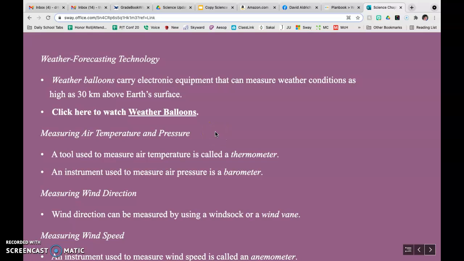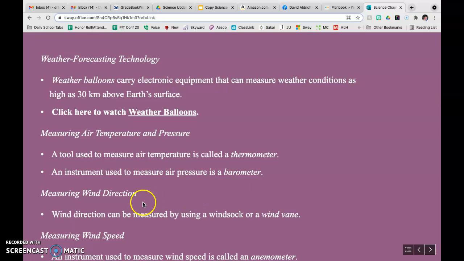Measuring air temperature and pressure. We know that we use a thermometer to measure the air temperature, and this may be a new term for you. This is a barometer, and it measures air pressure. So one thing to note here, if the air pressure is dropping and there's already a storm there, it means the storm is growing, it's getting bigger. So that's another one of those you kind of have to flip a switch in your brain, because you want to say if it's getting higher, then surely it's getting worse. But no, if the air pressure is dropping, the storm's growing bigger.